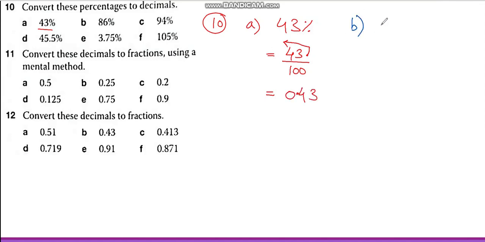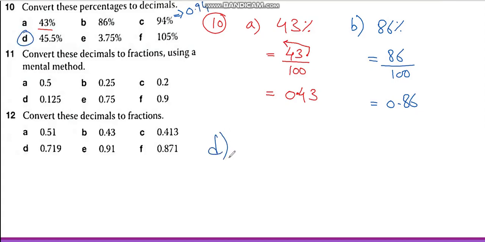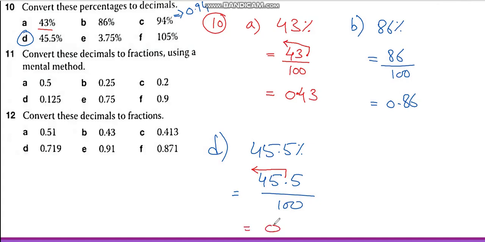Similarly, in B part, we have to convert 86% into decimal. So again, if I divide 86 by 100 and shift the decimal point, I get 0.86. Similarly, if I directly write the answer of C part here, it will be 0.94. If I do D part here, it's 45.5%, where I can again divide it by 100, and then shift the decimal point. This time, the decimal point is here, so we can shift it backward by 2 digits, so it will be 0.455. So this is how you can convert a percentage into decimal.